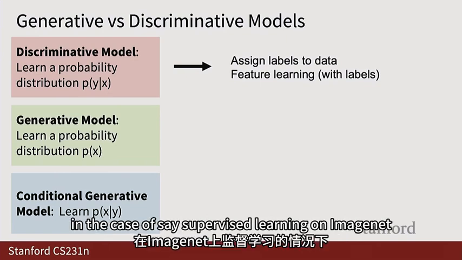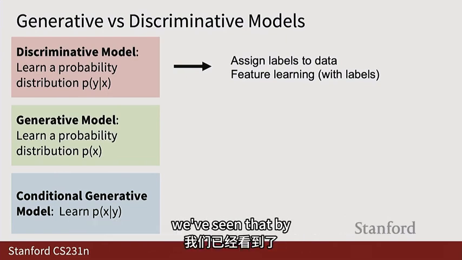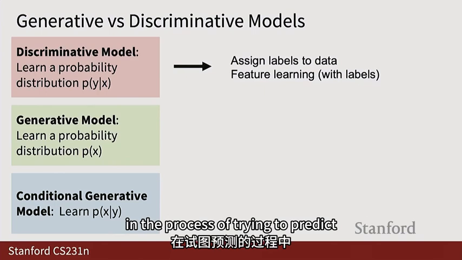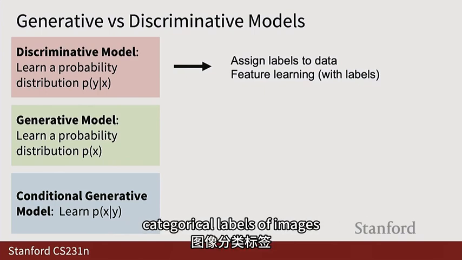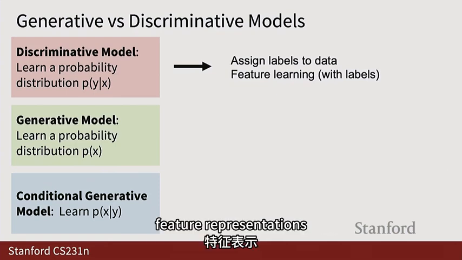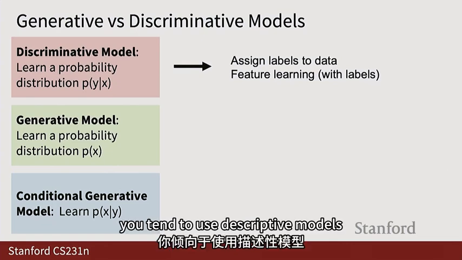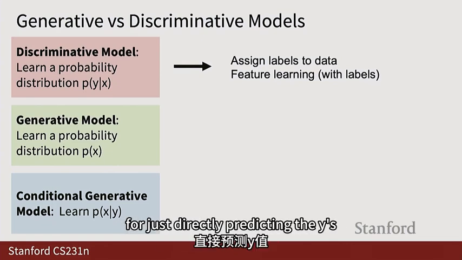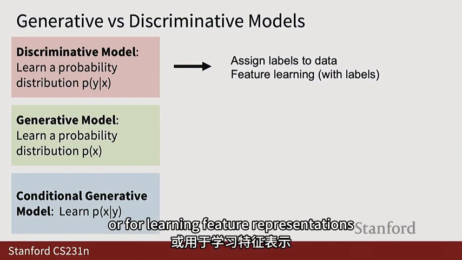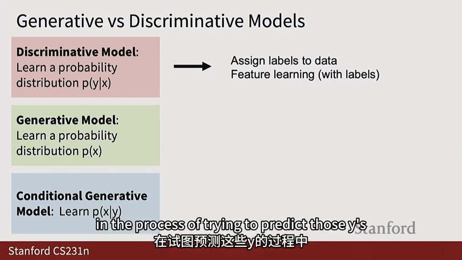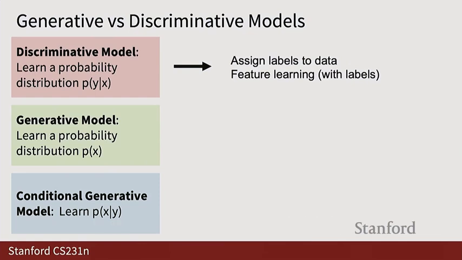In the case of, say, supervised learning on ImageNet, we've seen that in the process of trying to predict categorical labels of images, those models tend to learn useful feature representations in the middle that can be transferred to downstream things. So you tend to use discriminative models for directly predicting the Ys that you care about, or for learning feature representations that are induced in the process of trying to predict those Ys.